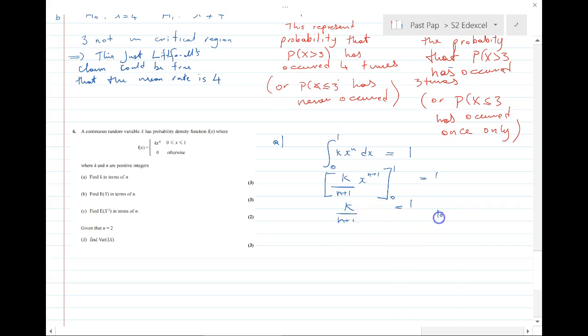So, as I say, a bit of a relief after what we've just been through. k is equal to n plus 1. Okay, nice easy 3 marks. That did come out a lot quicker than what we did before.